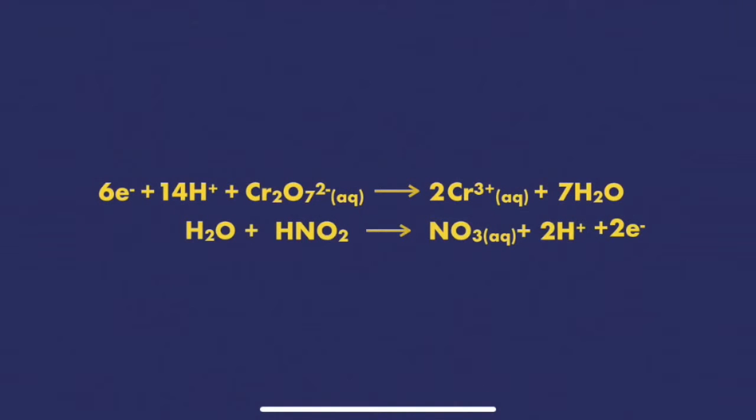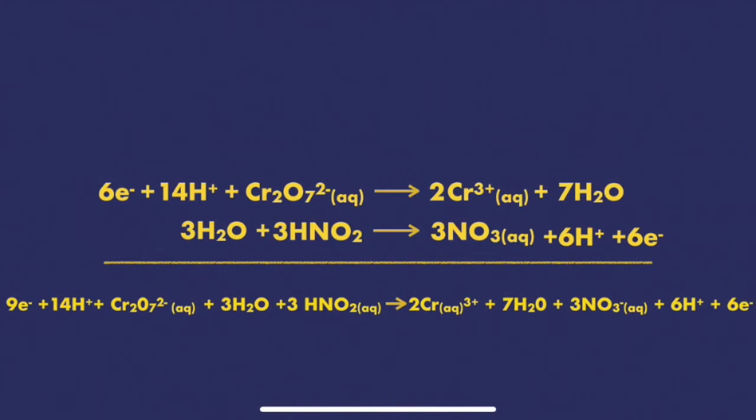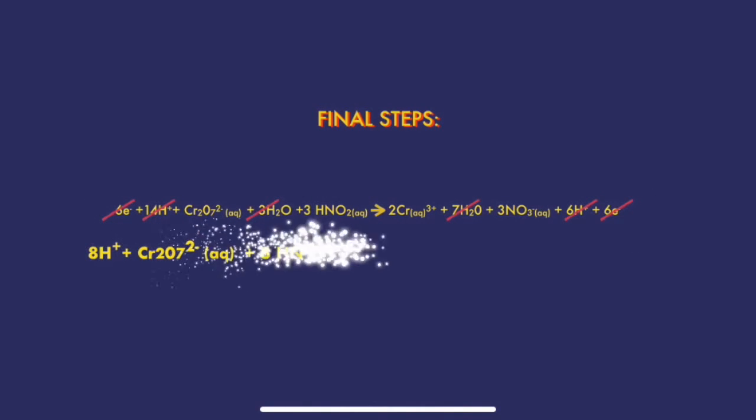But before we combine them, we must first make the number of electrons in both half reactions equal. We can do this by finding the least common multiple of the coefficients of the electrons. The LCM of 2 and 6 is 6, so we multiply the second half reaction by 3. Finally, we combine these 2 half reactions and cancel out the common terms. Now we have the balanced chemical equation in acidic medium.